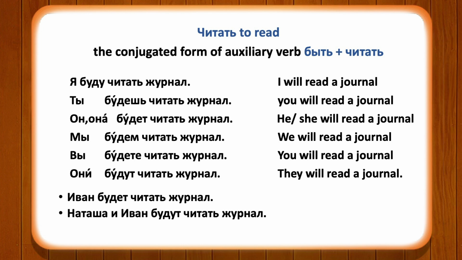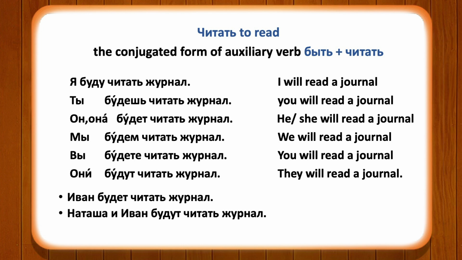She will be reading the journal or she will read the journal. Мы будем читать журнал. Мы, again the personal pronoun, followed by the conjugated form of the verb быть, followed by the infinitive form of the verb, the second verb. So, мы будем читать журнал means we will be reading a journal, or we will read a journal.